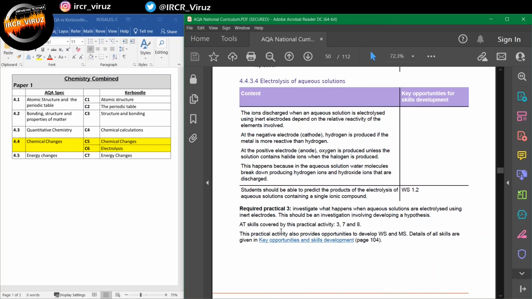Normally the most reactive is the one that stays behind. So between sodium and hydrogen, because sodium is more reactive, hydrogen is going to get discharged. And on the other side, chloride and hydroxide, you normally get the hydroxide staying behind and the chlorine being given off. That's all we've got on that.